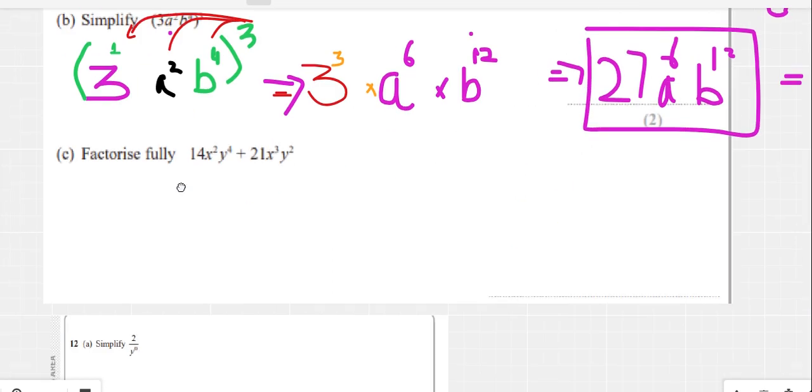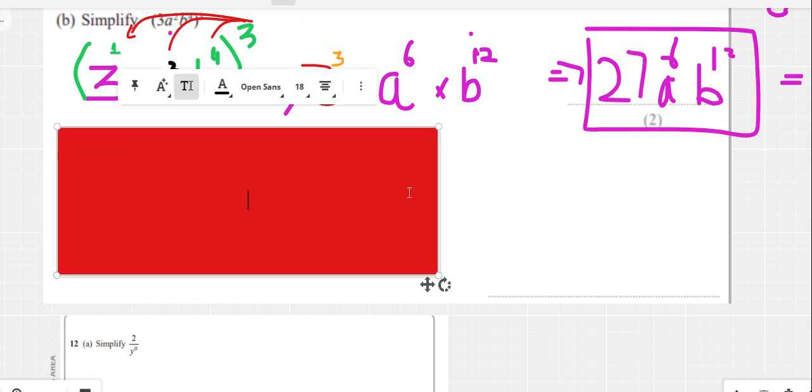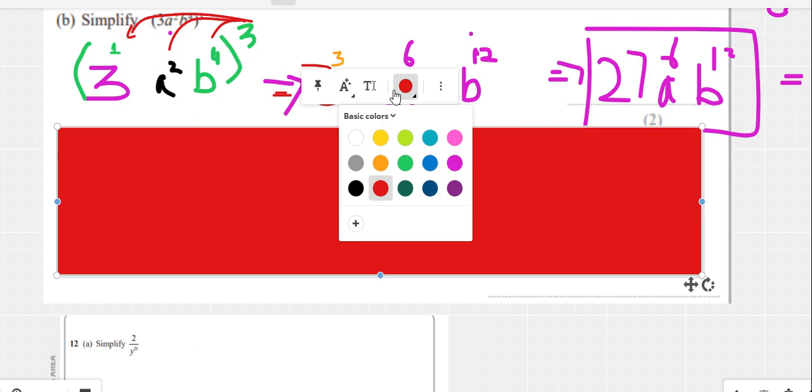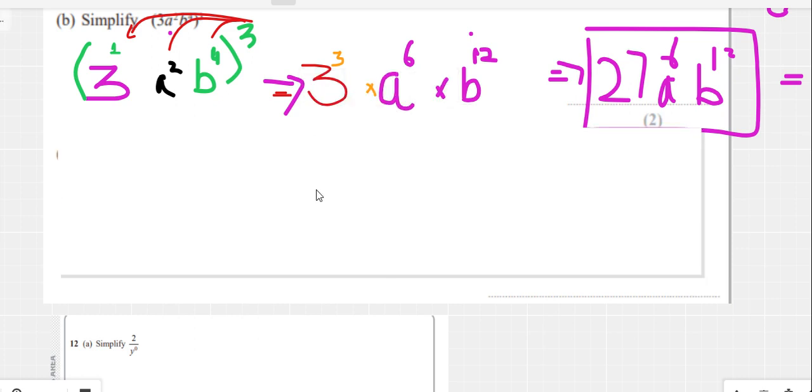Now the next one is a factorization question. So we will not do it, because we have to do just exponent questions. So we're not going to do it. Okay, let's move on to the next one.